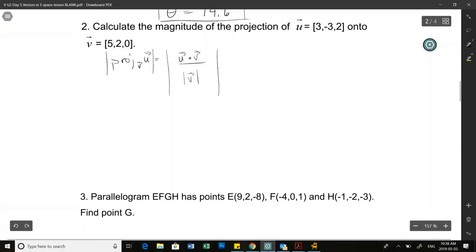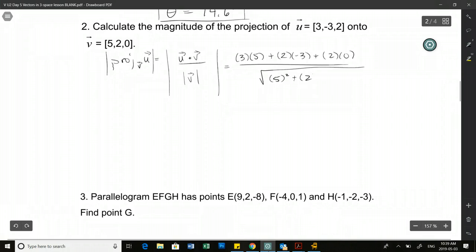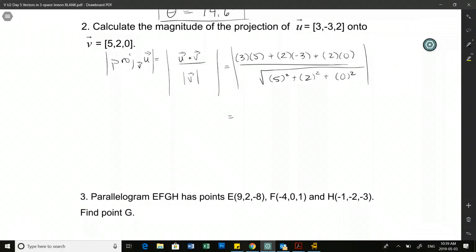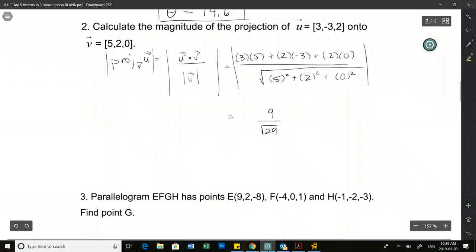Okay, so u dot v, same deal. We're going to take the x components, add them with the multiple of the y components, and the multiple of the z components. And then magnitude of v is the square root of each of these components squared. And if this happens to be negative, I'll just want to take the absolute value of that whole thing. I want no negative answers when we're talking about magnitude. Here I think we end up with all positives anyways. We just get 9 over root 29. So that's the magnitude of our projection.